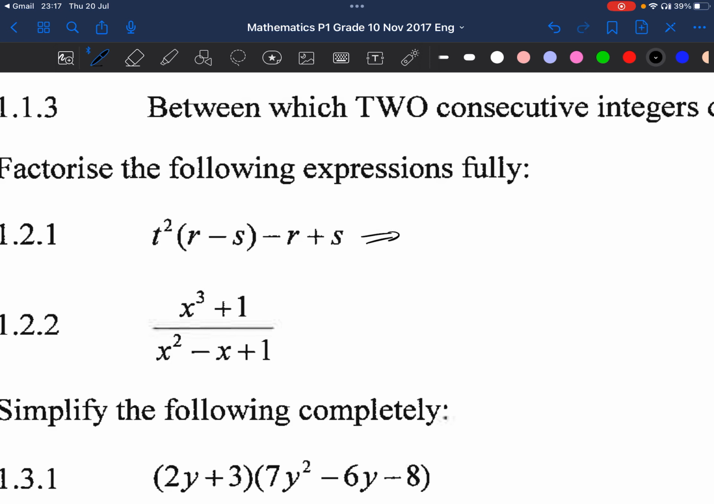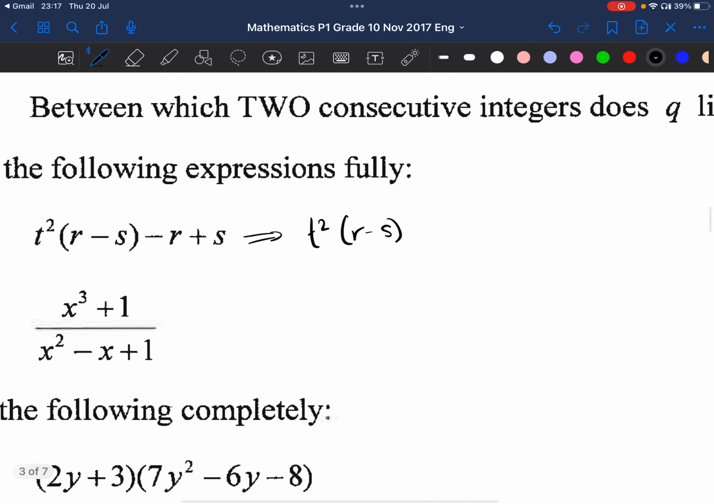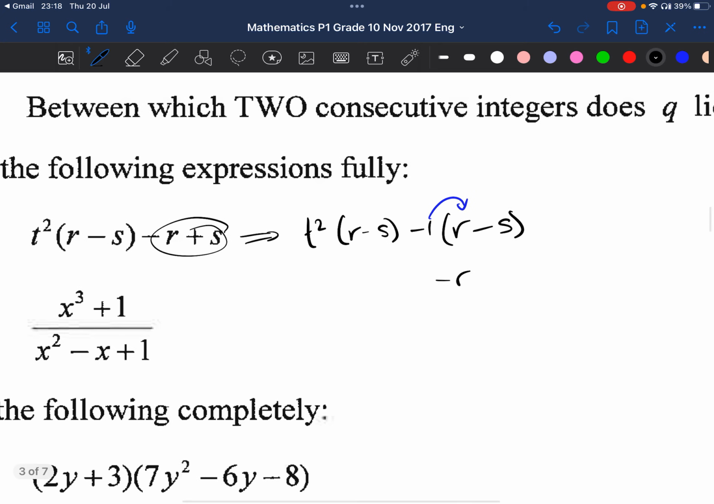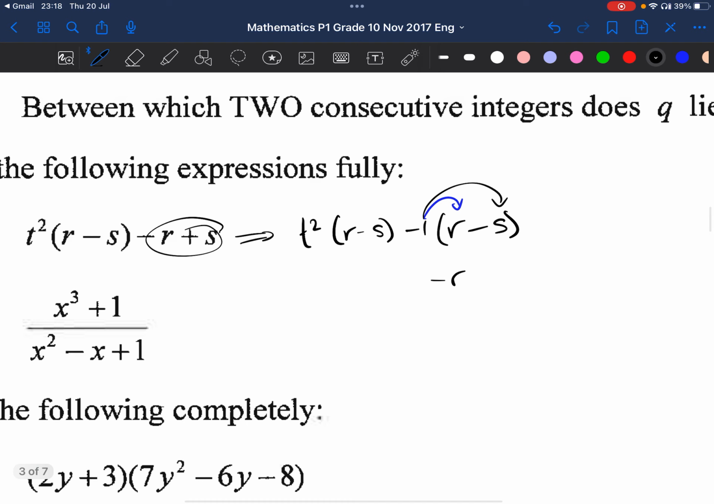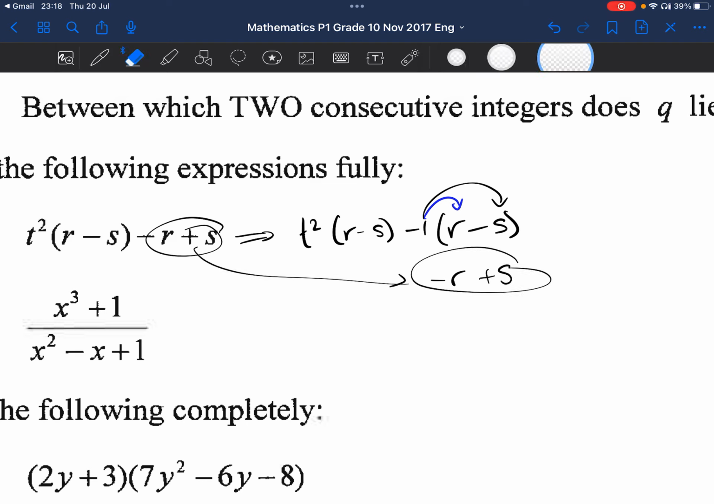So if I take this here, t squared times r minus s, and I manipulate this in a specific way. Let's do this by taking out negative 1. Let's multiply negative 1 by this here. So obviously we'll have r and minus s, right? Let's see if that makes sense. If we multiply minus 1 into there, I'll get minus r, and then if I multiply minus 1 by my minus s, I'll get plus s, and you can see that's the same as that. So that means that that's fine.